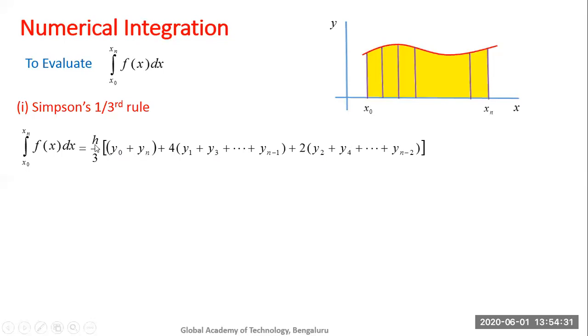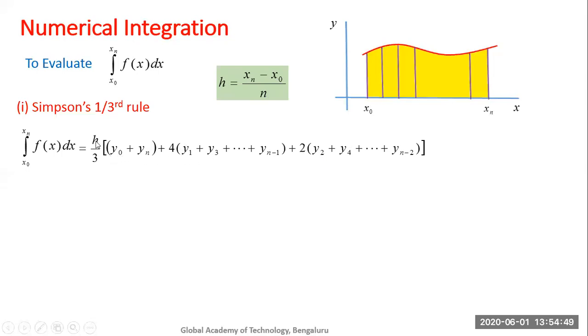So h is the step length. So we know how to calculate this h. It is xn minus x naught by n. So upper limit minus lower limit divided by n. N is the given number of subintervals. So y0 to yn are the ordinates.